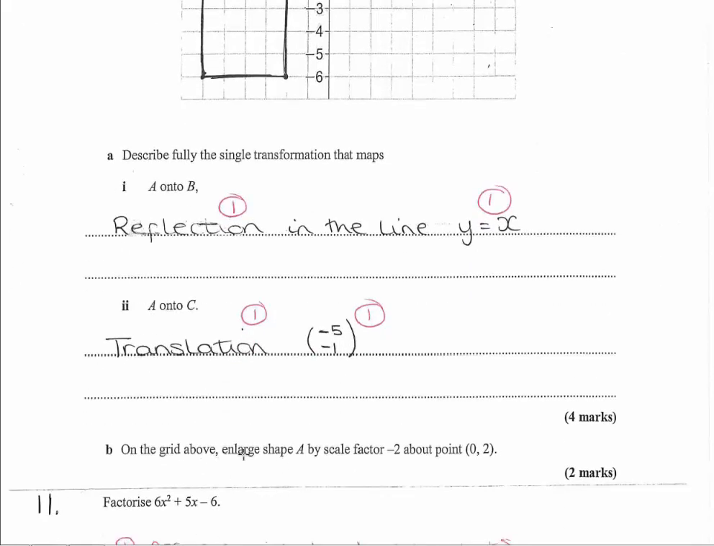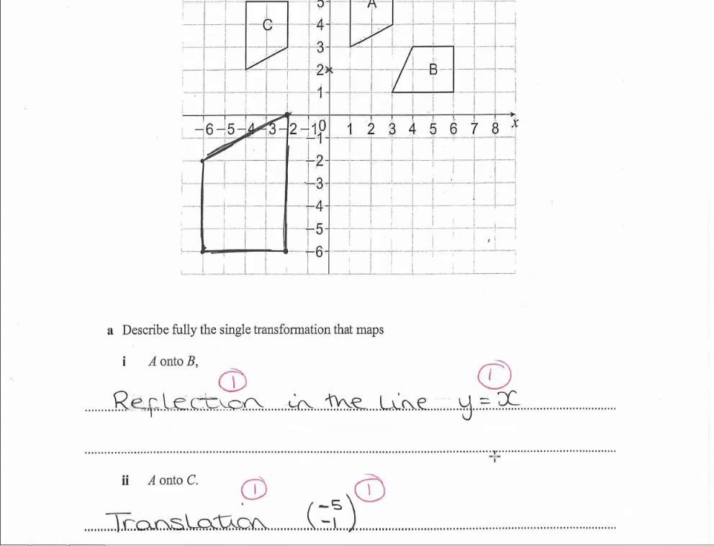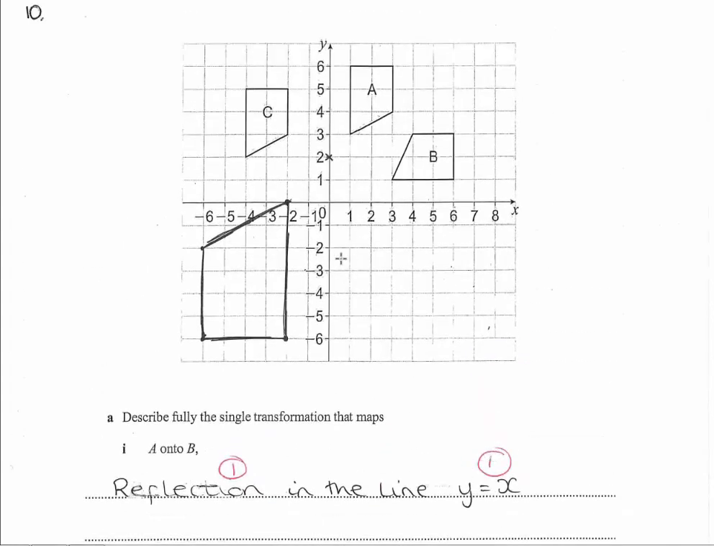On the grid, enlarge shape A by scale factor minus 2 about (0, 2). And what you need to do is draw lines. Okay, here is your centre of rotation, or beg your pardon, of enlargement. And you just draw lines. I can show you this later on. That's probably a more simple way of doing it because the teacher hasn't shown you the lines that you need. I can go over this myself with you.